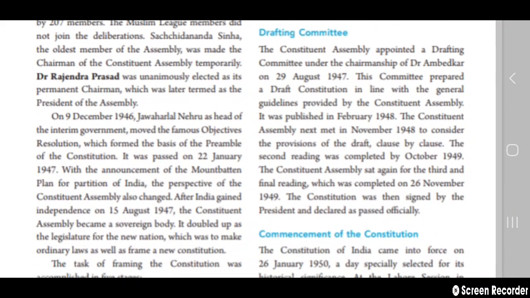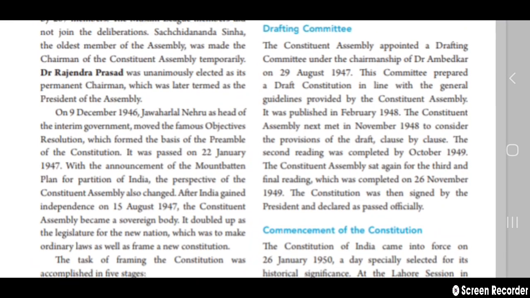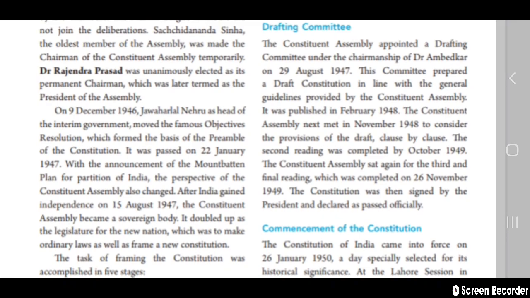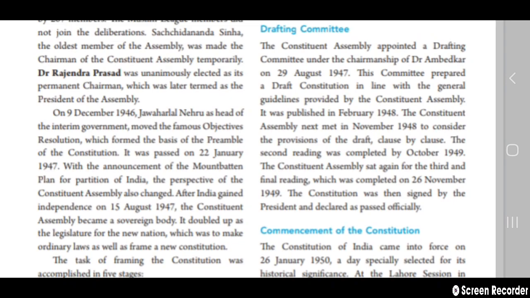Drafting committee: The Constituent Assembly appointed a drafting committee under the chairmanship of Dr. B. R. Ambedkar on 29th August 1947. This committee prepared a draft constitution using the general guidelines provided by the Constituent Assembly, and it was published in February 1948. The Constituent Assembly next met in November 1948 to consider the provisions of the draft clause by clause.